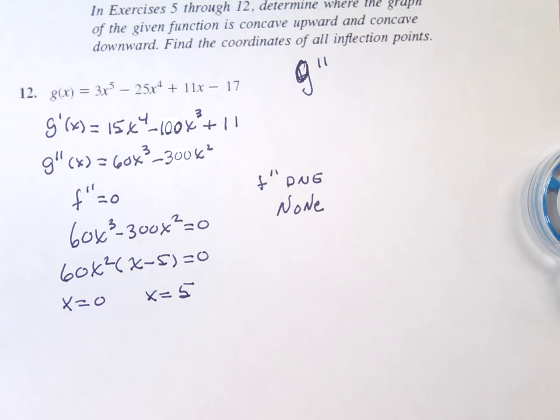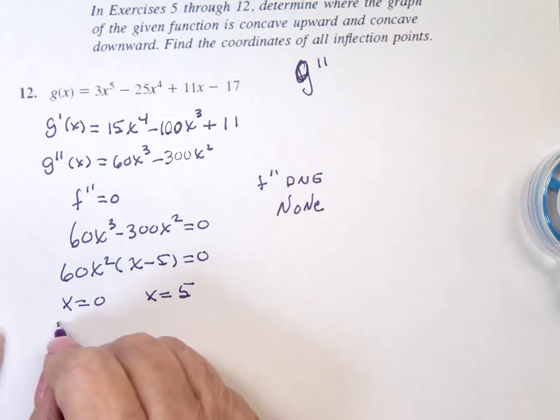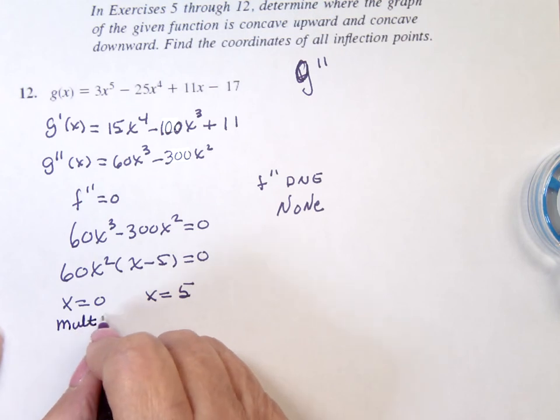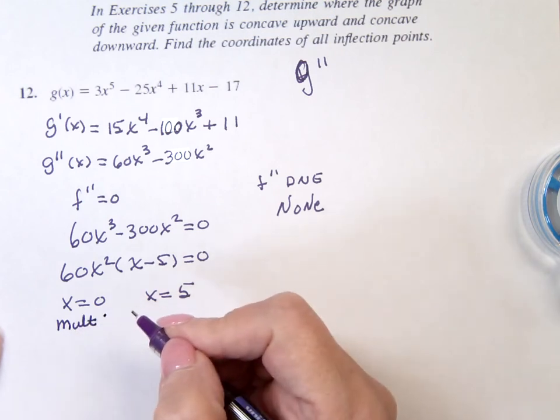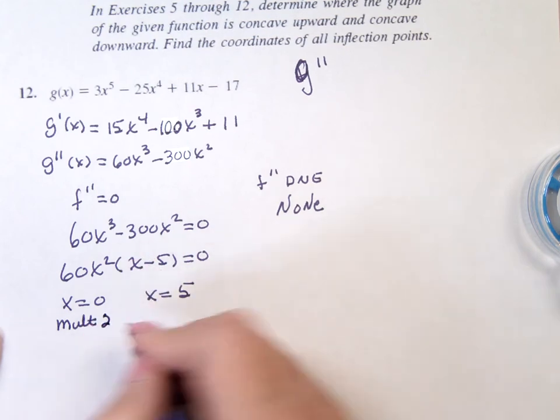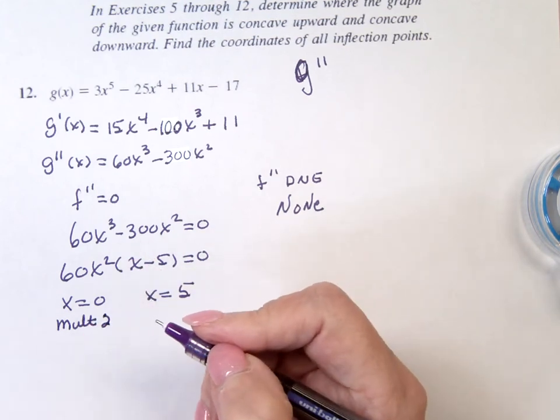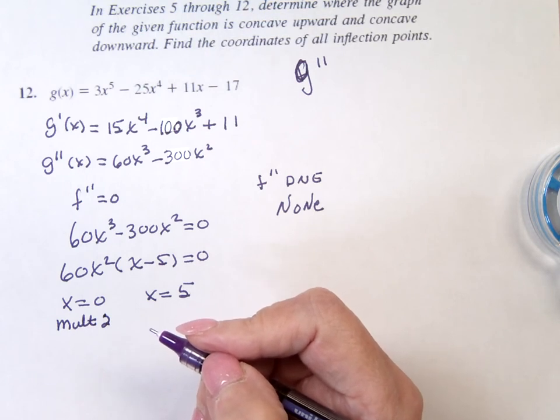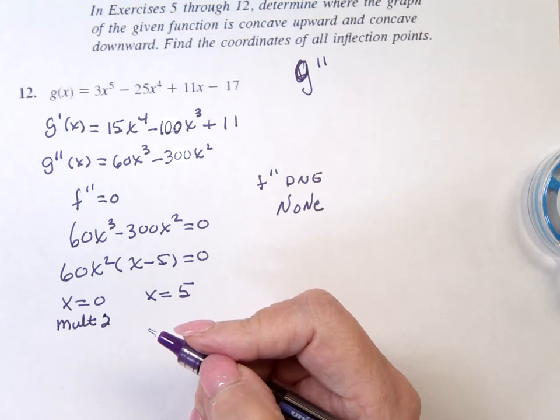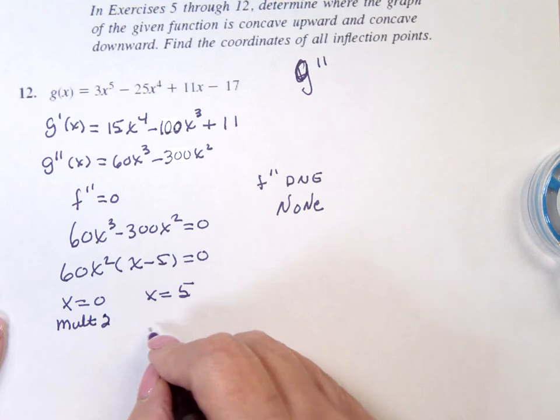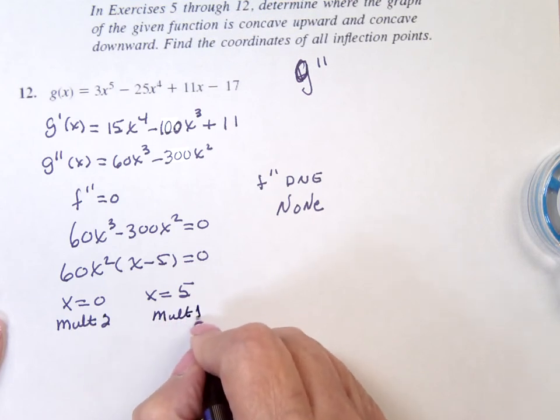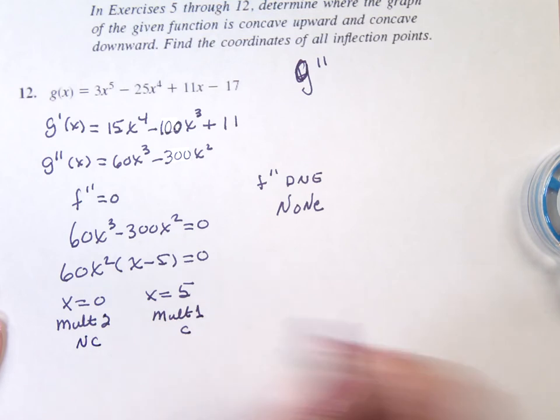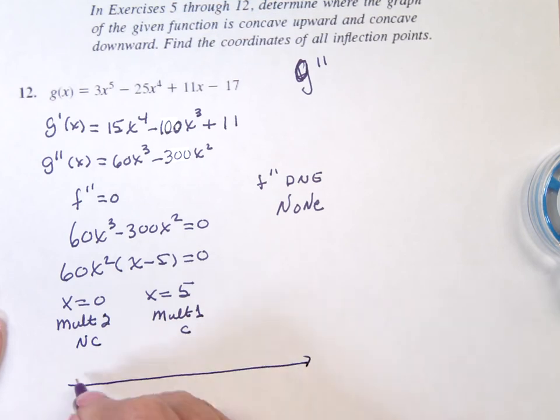And I know, by the way, that 0 is not a point of inflection. Why not? Zero is what multiplicity? It's an x squared, so 2. Is there a change across 0? No, if there's no change, you can't have a point of inflection there. Got to be a change. Points of inflection is where you change from concave up to concave down. There's not going to be any change across 0. This is multiplicity 1, so there is a change. There's no change. So then I go to my number line.